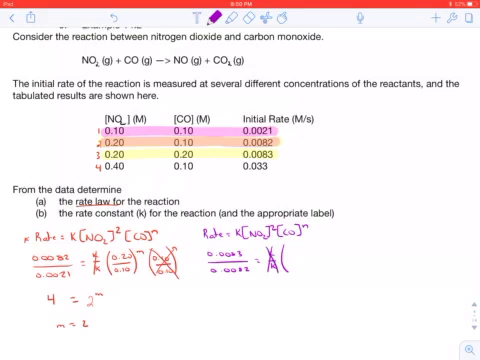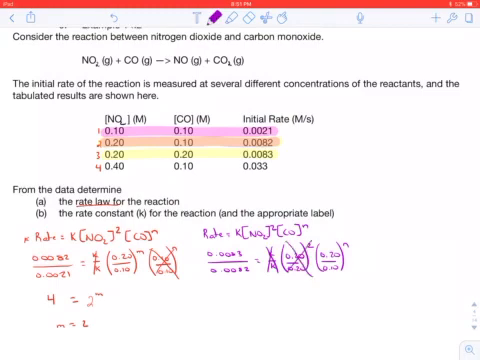We've got, for NO2, excuse me, we've got 0.2 over 0.2, which we know is raised to the second power. And let's go ahead and plug that in there. And then we've got 0.20 over 0.10 equals n. So if we look, 0.2 over 0.2 is 1, and so 1 squared is still 1. So we can actually still eliminate that, so we're going to do that to make our math easier.